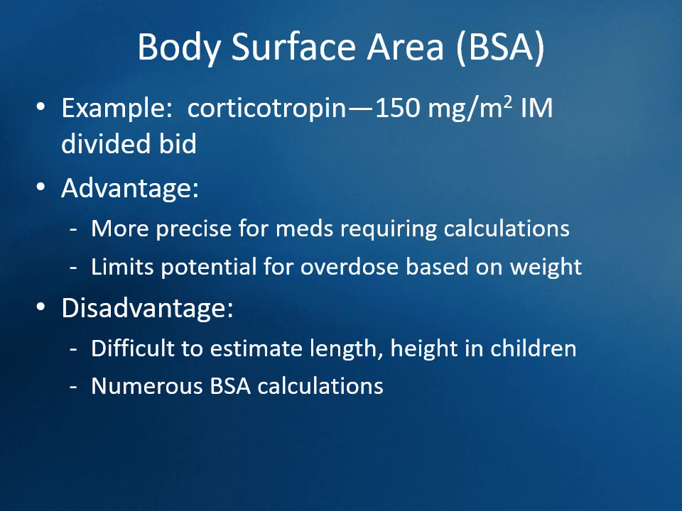For instance, we might use 1.5 milligrams per meter squared of vincristine. That's how we'll come up with our dose for those patients. It's much more complicated because you have to do the BSA calculations, which most people use different calculators. But just know it's used for certain instances, not as often as body weight dosing.